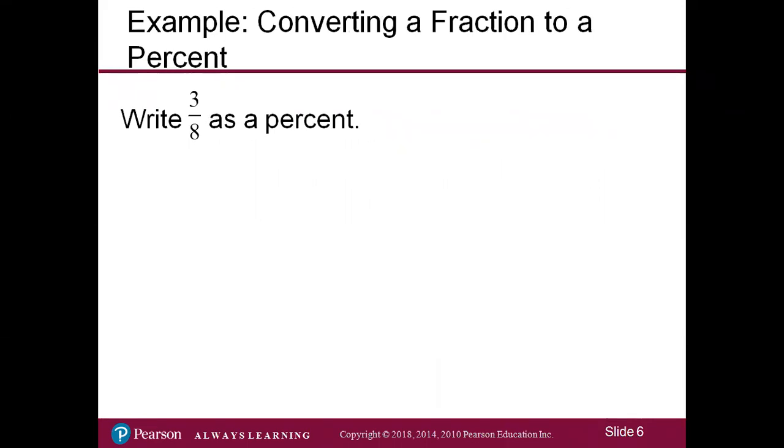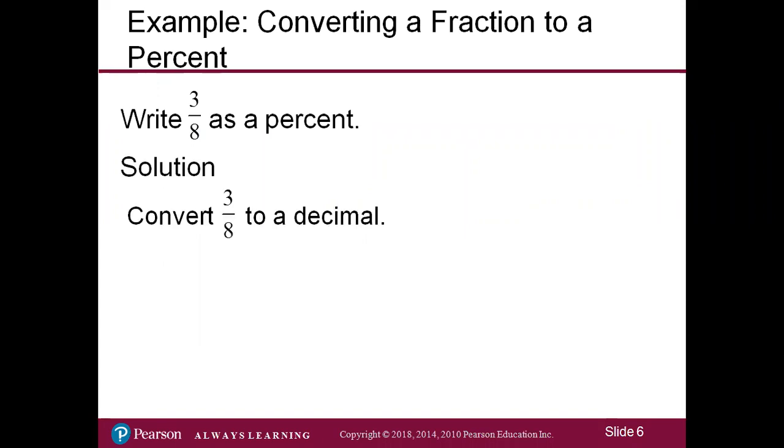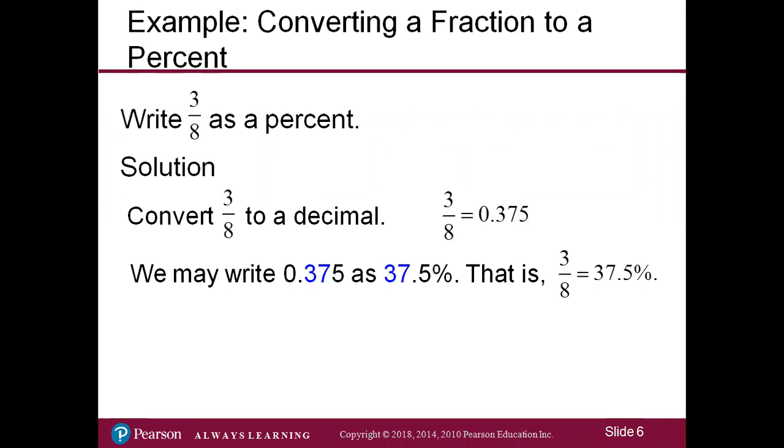Write 3/8 as a percent. Solution, convert 3/8 to a decimal. 3/8 is 0.375. We may write 0.375 as 37.5%. That is, 3/8 is 37.5%.